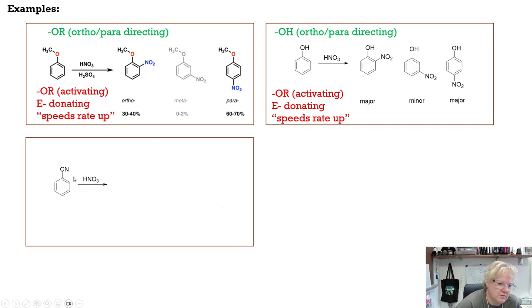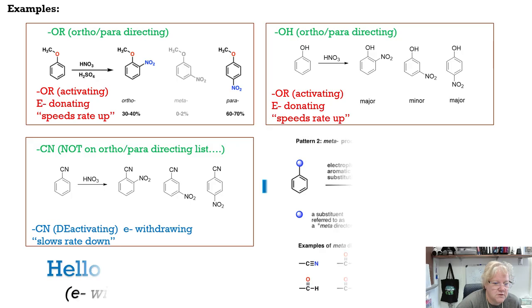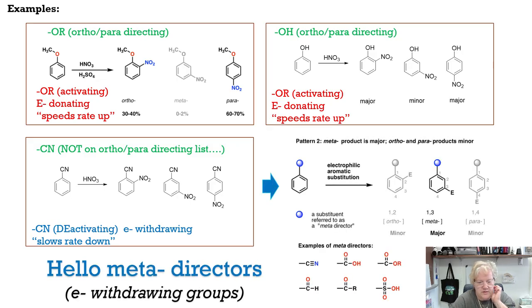All right, same thing here. What if there's a cyano group on there? Well, cyano groups were electron withdrawing, so they must be deactivating. Slows our rate down. It was not on our ortho-para director list, so this must be meta. Okay. Well, hello, meta directors.